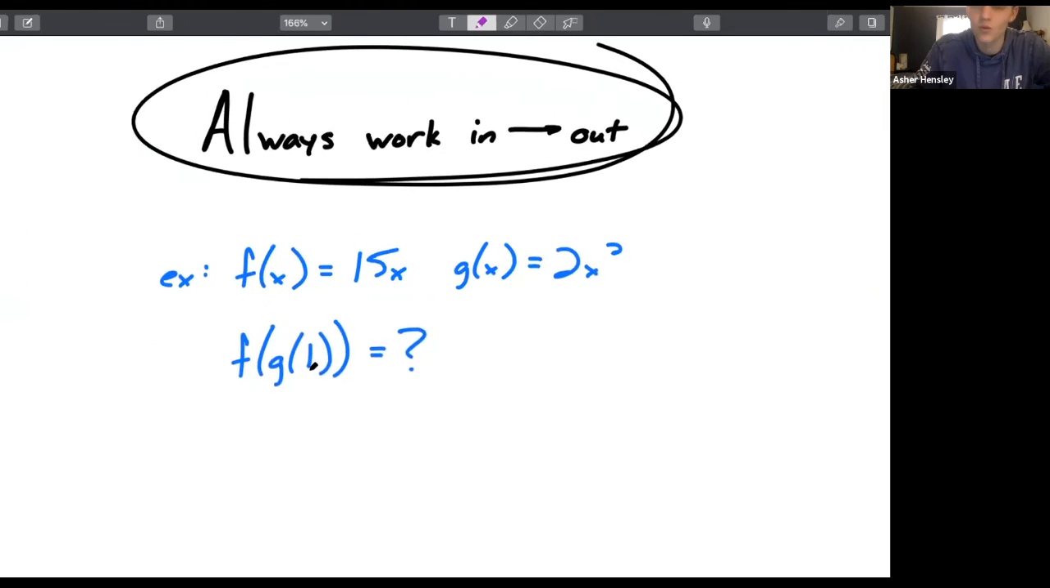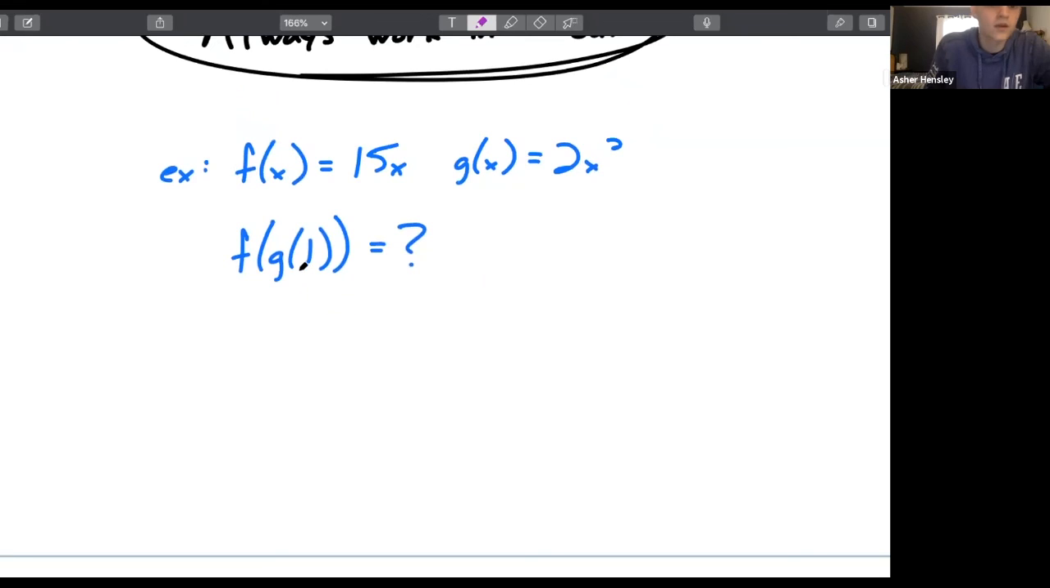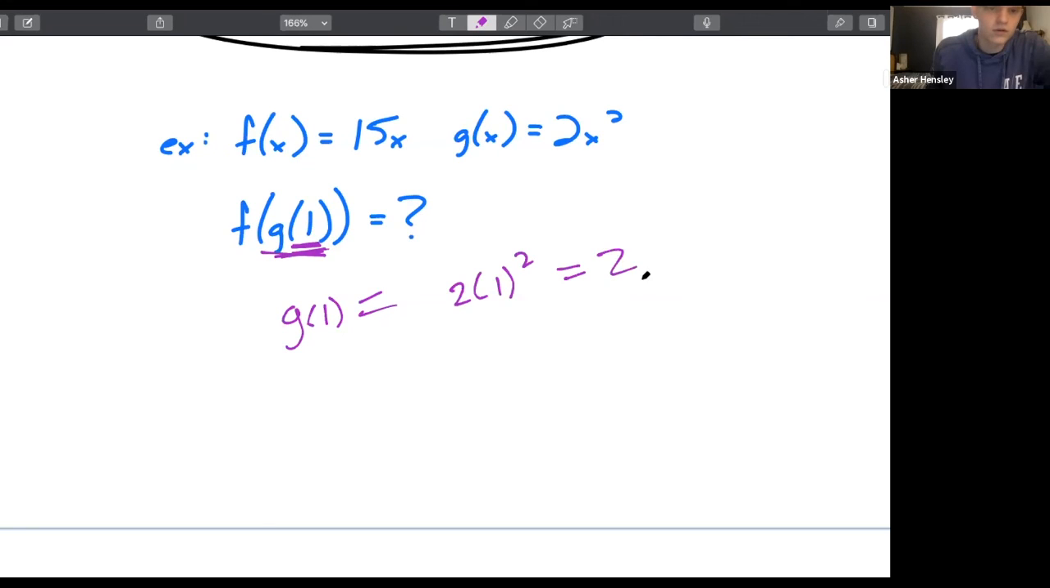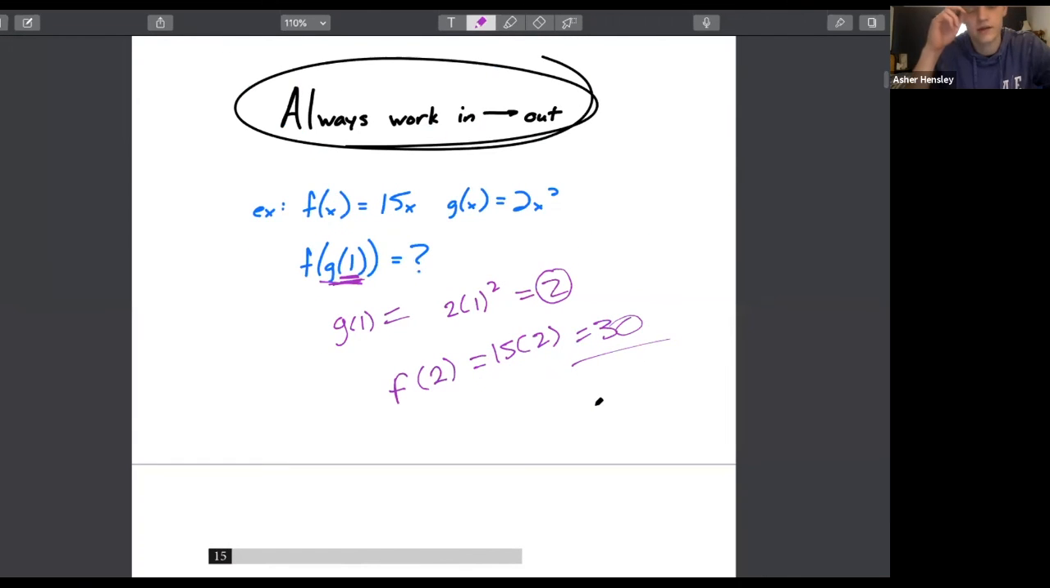So sometimes we have like 3 layers here, right? First, we're plugging in here to g of 1. Then we're plugging that into f. So if our first step is g of 1, what do we get for g of 1? G of 1 equals 2. Nice. Really good. So that's just 2 times 1 squared equals 2. Now, since we know g of 1 equals 2, we're just going to plug that in for g of 1. So f of 2 equals 15 times 2, which gives us 30. And that's it. That's the key to composite functions, just plugging in.